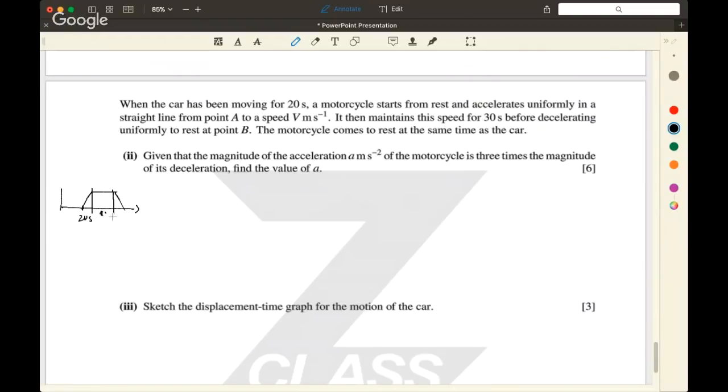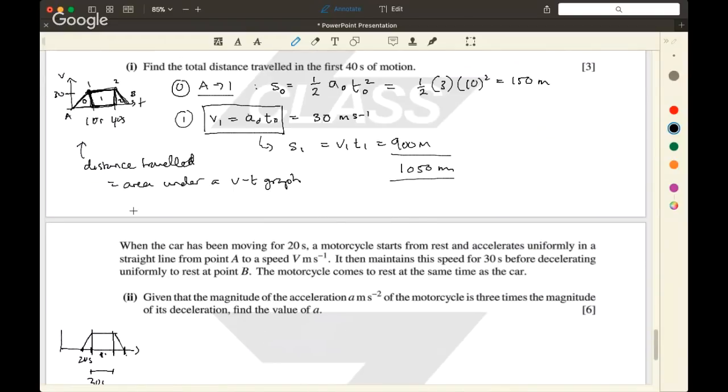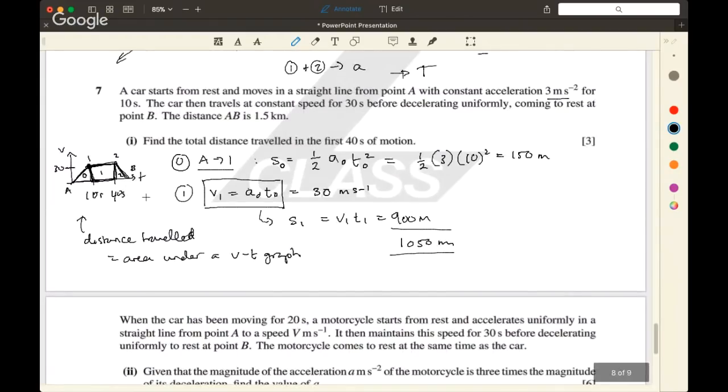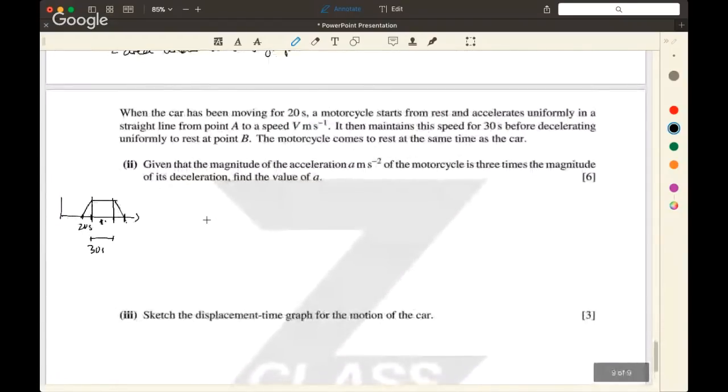And it spends 30 seconds here. So that means if this starts at 20 seconds, we don't know how long it takes to get there. So this period is 30 seconds. And then it decelerates, and it reaches point B at the same time that the car reaches it. So first, the car. Let's think about the car, because now we have to think about the car going all the way to B.